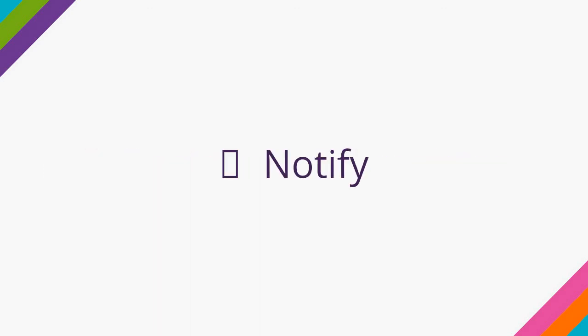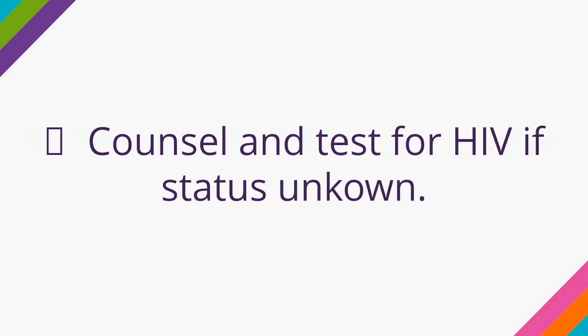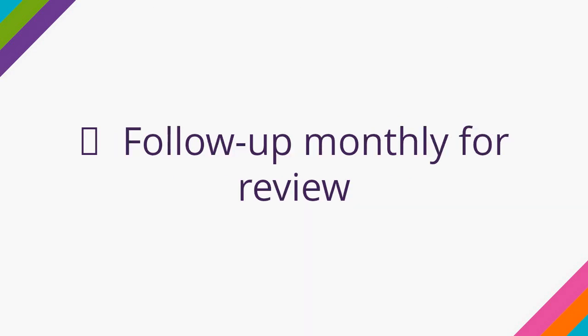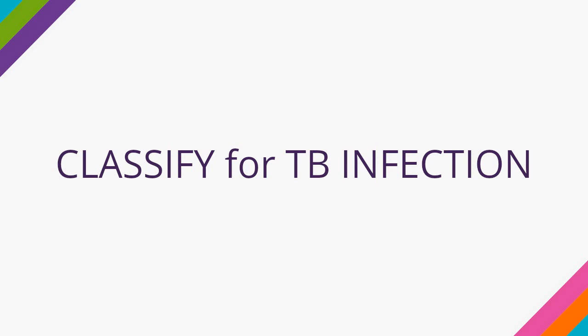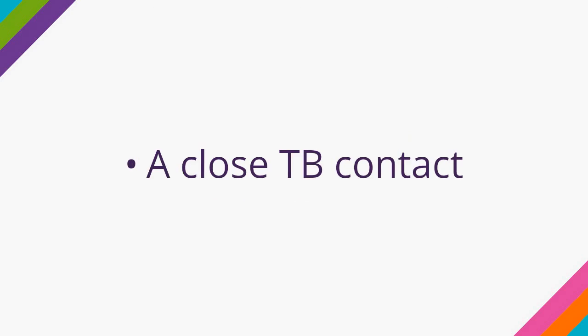So X-ray suggesting TB. Then this is the TB infection, and classification is yellow. So identify and treat here is treat for TB as per national TB guideline, and register in the TB register, notify, trace contact, and manage according to TB guideline. It is important that if you find the child has TB, you also counsel and test for HIV if status is not known. And you can now follow up monthly for review.